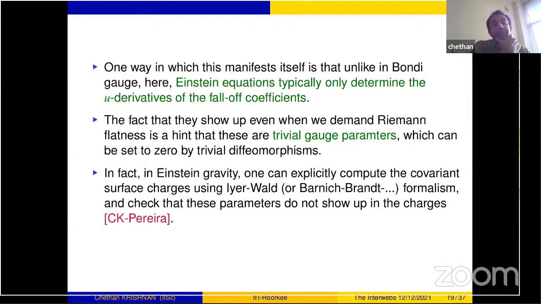So the fact that they show up even when we demand Riemann flatness is a hint that these are trivial gauge parameters, which can be set to 0 by trivial diffeomorphisms.